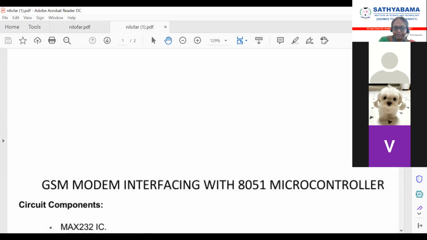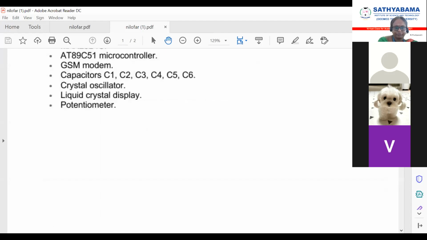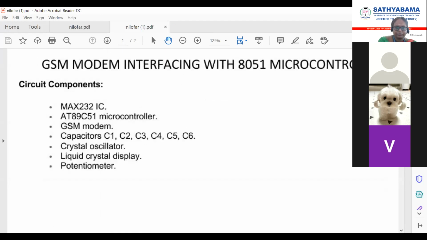Here we are using these components: Max 232 IC, a microcontroller 89C51 of the 8051 family, GSM modem, capacitors C1, C2, C3, C4, C5 and C6, crystal oscillator, liquid crystal display, and potentiometer.